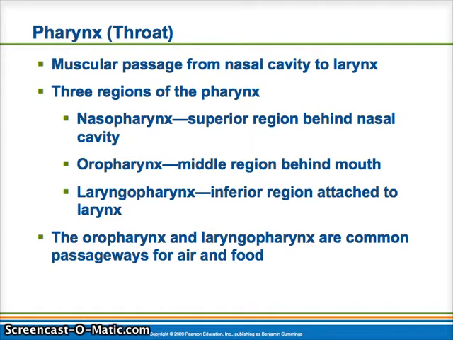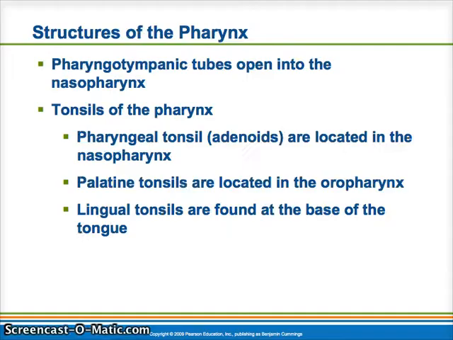The next organ we refer to is what's called the pharynx. The pharynx is the throat. The pharynx is divided into three regions. You have the nasopharynx, the oropharynx, and the laryngopharynx. The nasopharynx is the superior part, the oropharynx is the middle, and the laryngopharynx is the inferior. The oropharynx and the laryngopharynx are commonly used not just for air, but for food passageway as well.